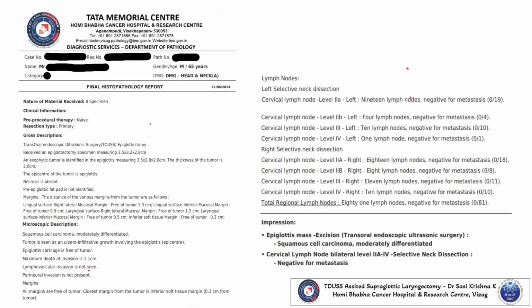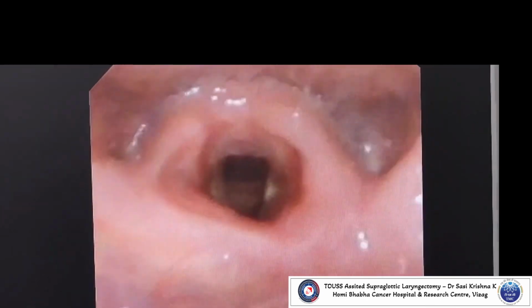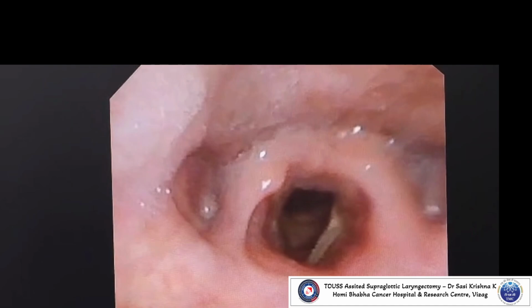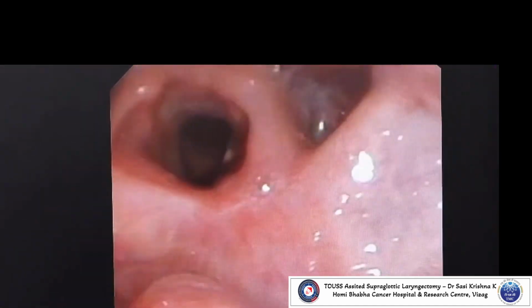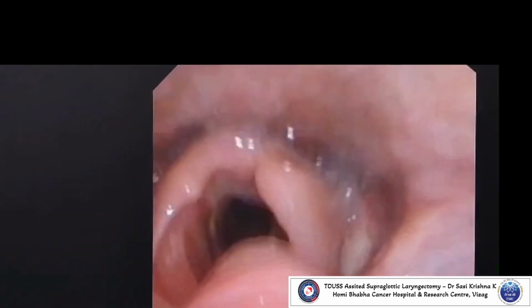Histopathology is suggestive of a pathologically T1 tumor with clear margins and no metastatic nodes. Patient was decannulated on postoperative day 13 and feeding tube was removed after 2.5 months. This is the fiber optic laryngoscopy 3 months after surgery. We can notice good mucosalization without any scar tissue. Both the cords are mobile and the voice is good. Patient swallowing function is normal without any aspiration.